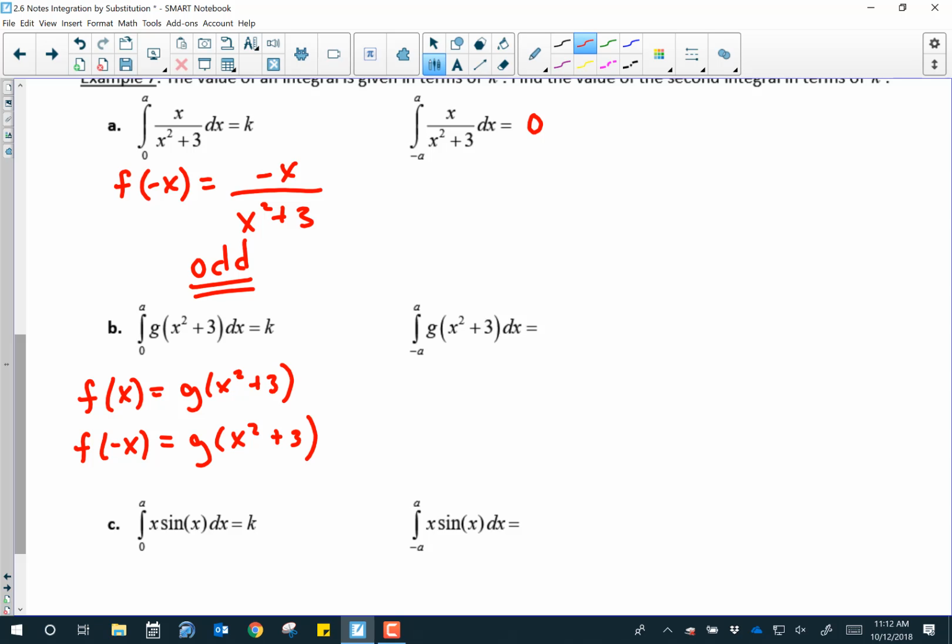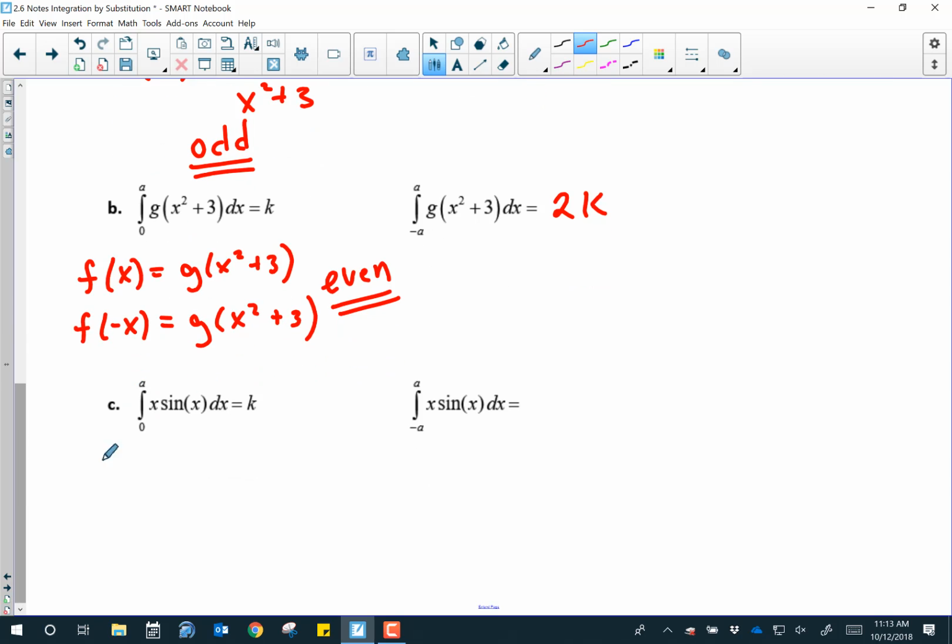Whatever my integrand is, my function, I just call that f of x. So f of x is just g of x squared plus 3. To see if this is odd or even, I want to know what f of negative x is. So I put negative x in there, and negative x squared is x squared, plus 3. Since f of x equals f of negative x, this is even. So the integral from negative a to a of this would be 2k. All right, what about c?